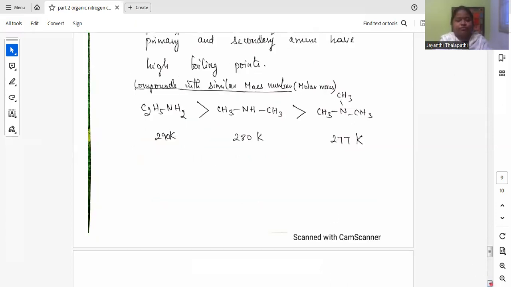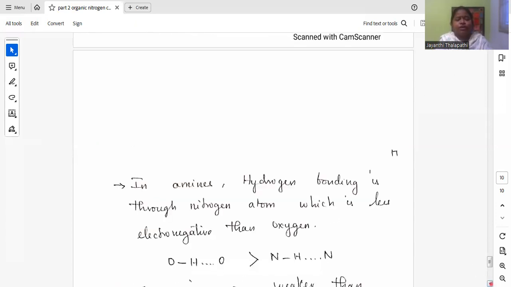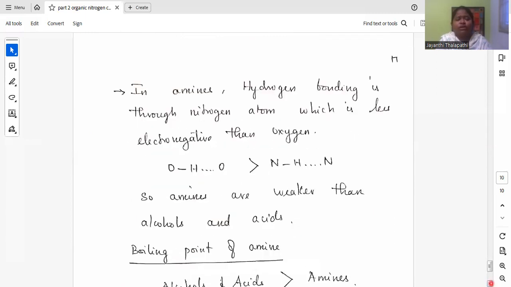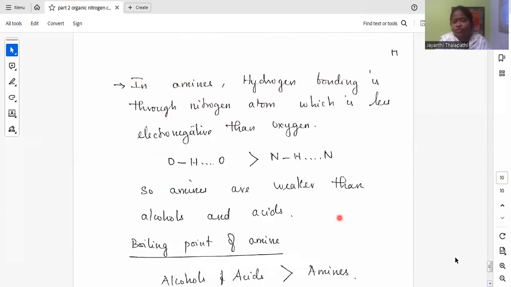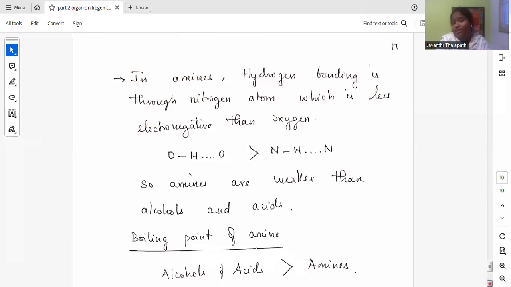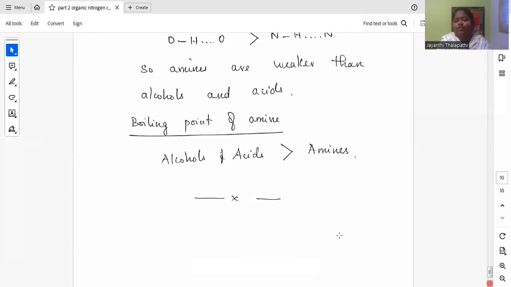In amines, hydrogen bonding is through the nitrogen atom, which is less electronegative than oxygen. That is what we have seen already. The boiling points of alcohols and acids are higher because of the hydrogen bonding present in alcohols and acids.